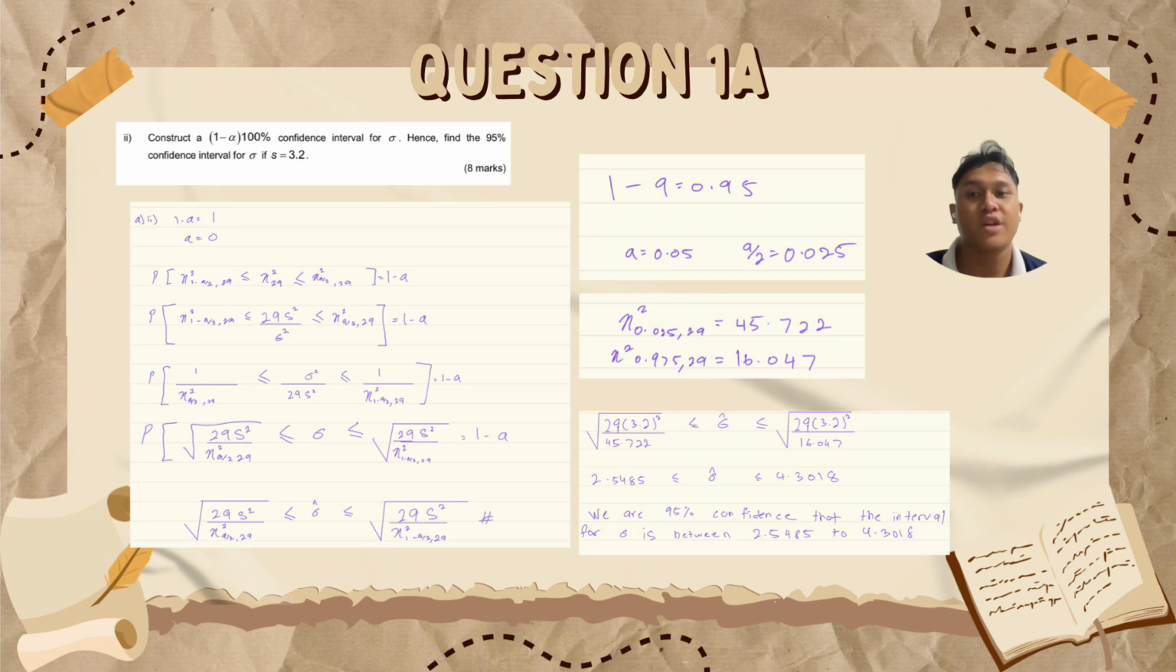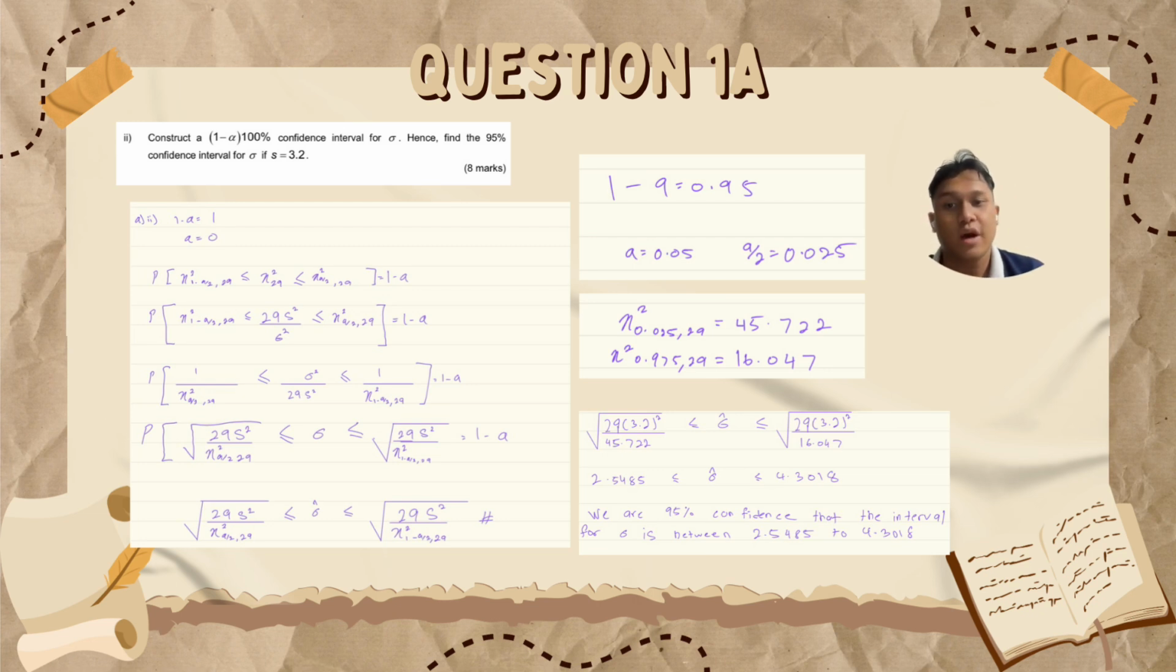Next, move on to question 1A. We will first need to construct a 100% confidence interval for standard deviation, which means that 1 minus alpha is equal to 1 and alpha is equal to 0. So we need to write up the formula that is P in the bracket chi-squared 1 minus alpha over 2, 29 is less than or equal to chi-squared 29 is less than or equal to chi-squared alpha over 2, 29 is equal to 1 minus alpha.